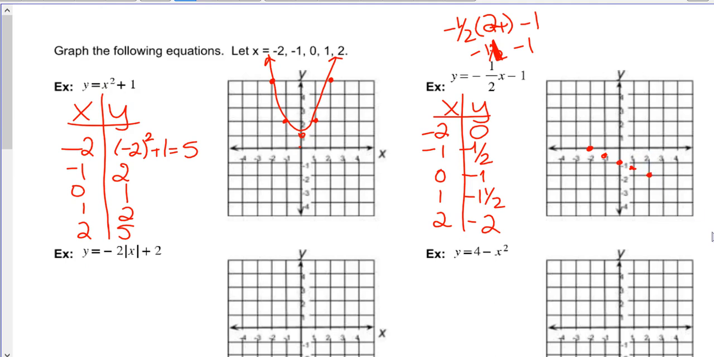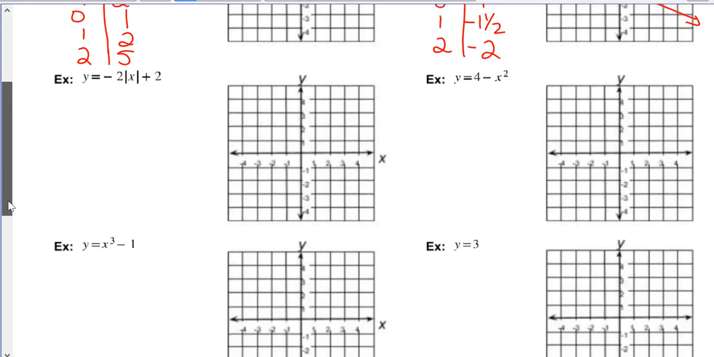So what I have is a line this time. Anytime I have powers of 1 and 1, that's going to be a line that then I'm going to connect. And notice we put arrows on both sides, so that it keeps on going forever and ever and ever. Okay? All right, next one.